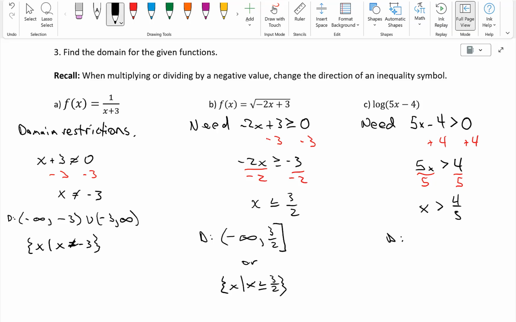For our domain then, we can say parenthesis, right? Not included this time, off to infinity. And for our set builder notation, we just rewrite x such that x is greater than 4/5.